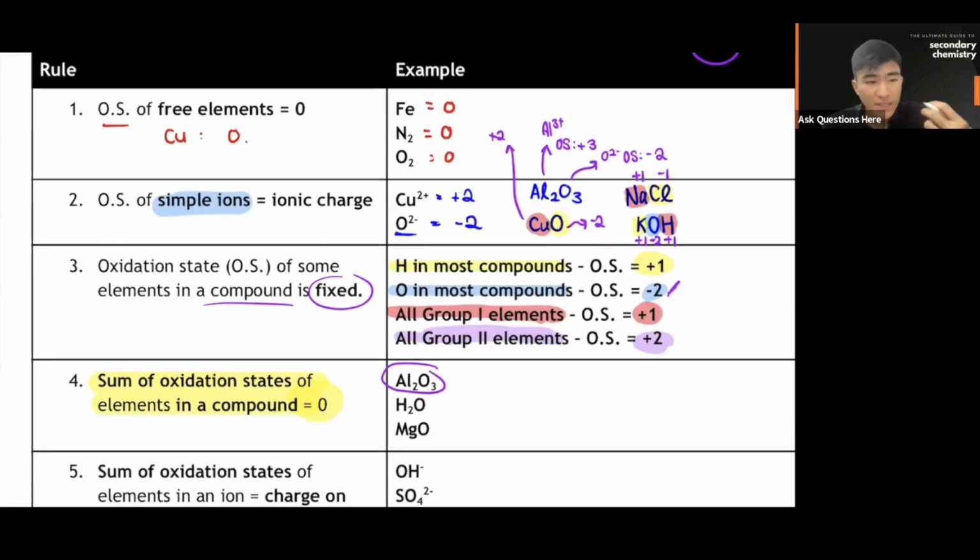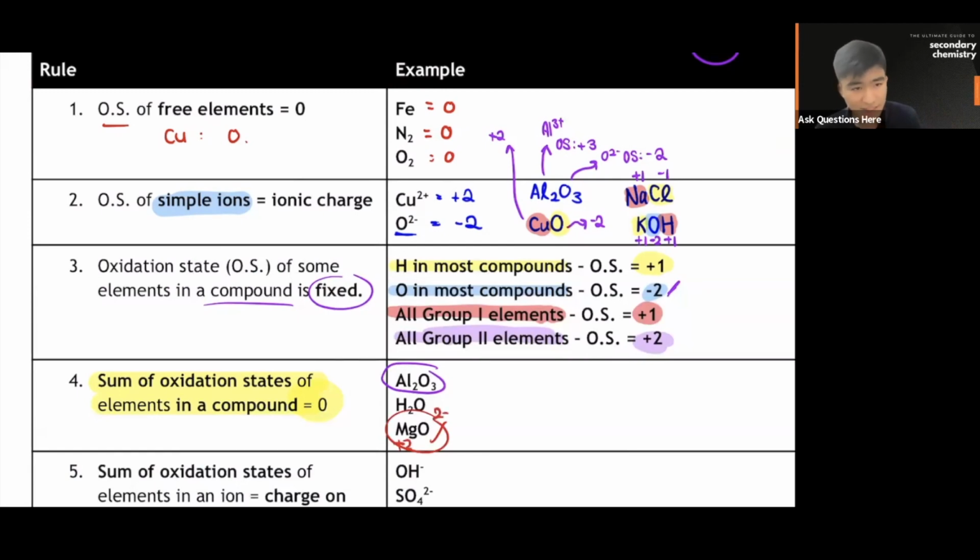Then for water, I have a question over here, and I'm going to go back to it in a while. Sorry. Let's look at water. The sum of the oxidation states in the compound H2O is going to be 0 as well, because water is neutral. There is no charge on it. And last but not least, magnesium oxide. We know that this is a compound as well. 0 charge is neutral. Mg is going to have +2, and O is going to have -2.